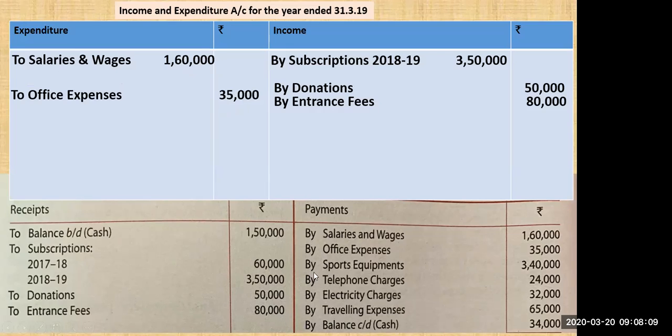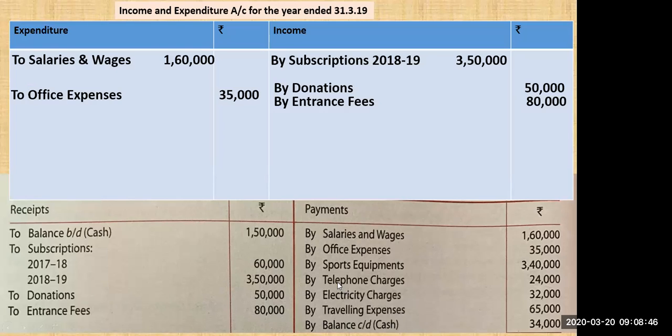Then next is buy sports equipments, 3,40,000. Sports equipment is your asset. So you have to write it in the closing balance sheet. Write in the closing balance sheet, sports equipment, 3,40,000, inner column. These are the purchases for the current year. If there was any sports equipment for the previous year, then it would be added to the balance sheet. So that's why I'm saying, write down sports equipments in the inner column of the closing balance sheet, 3,40,000.